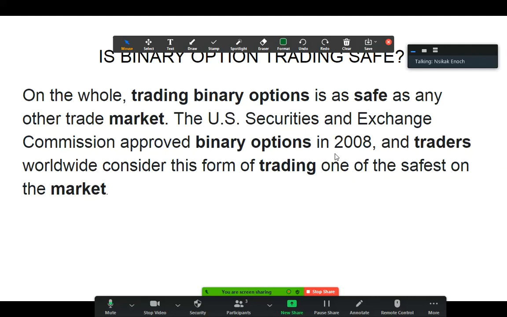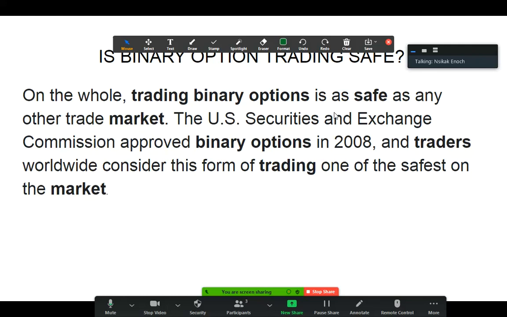So the question is, is binary option trading safe? On the whole, trading binary option is as safe as any other trade market. Like the US Securities and Exchange Commission approved binary option in 2008, and traders worldwide consider this form of trading one of the safest on the market. So you can put in your money and anytime you can withdraw your money. So it's safe. Trading binary option is safe.